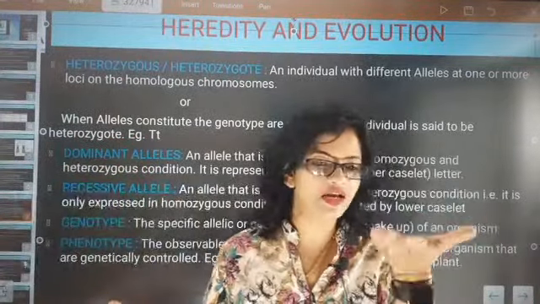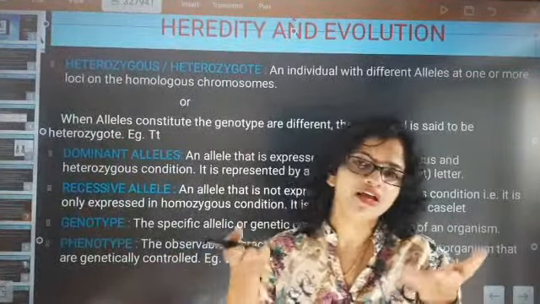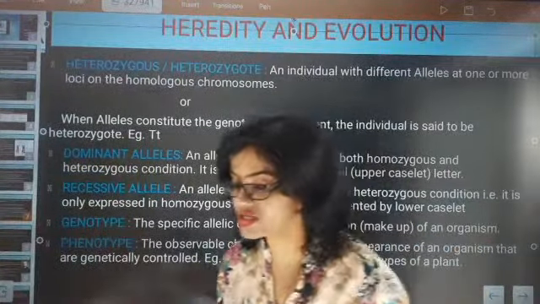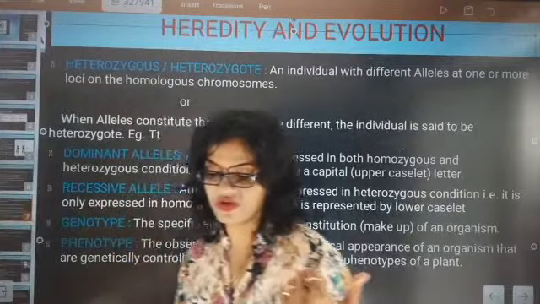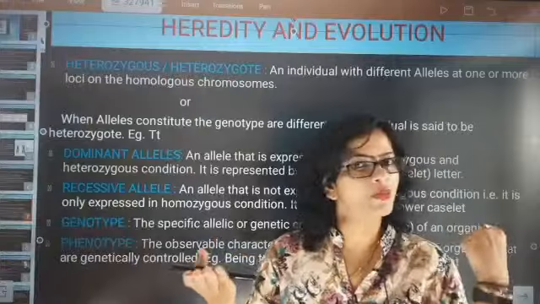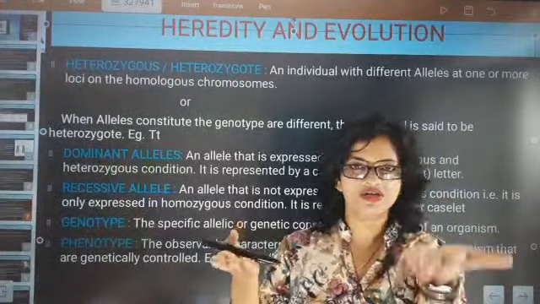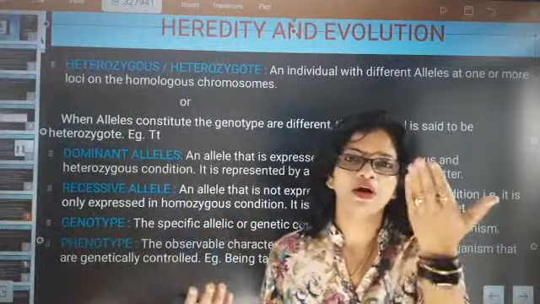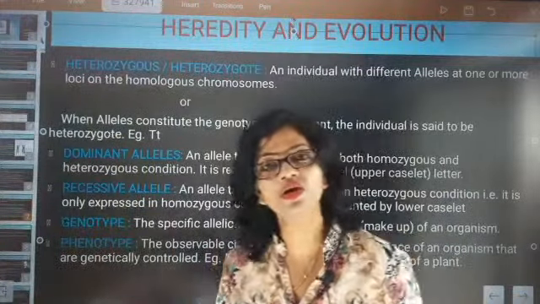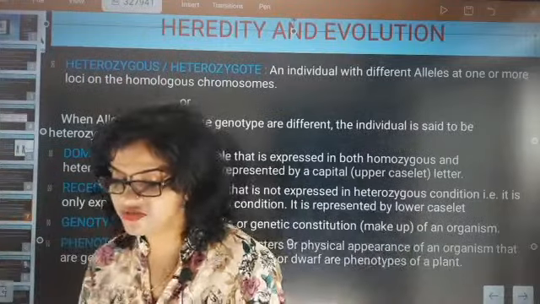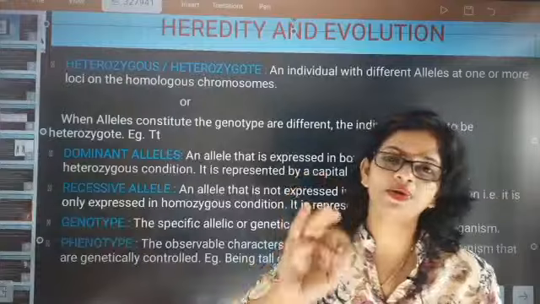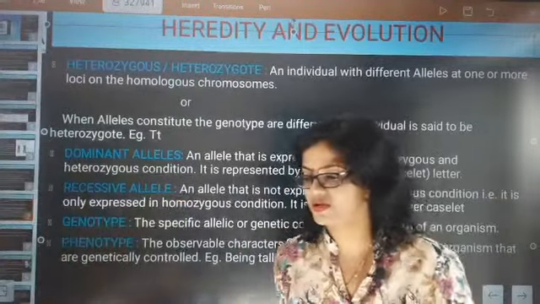If a dominant allele is there and a recessive allele is there at the same locus of the chromosome, then why are we only picking dominant? Why not recessive? Because this is also one of the problems: dominant recessive, dominant picked; recessive dominant, dominant picked; dominant dominant, dominant picked; recessive recessive, then only recessive picked. So what could be the reason behind that, that with dominant and recessive, dominant is always picked?